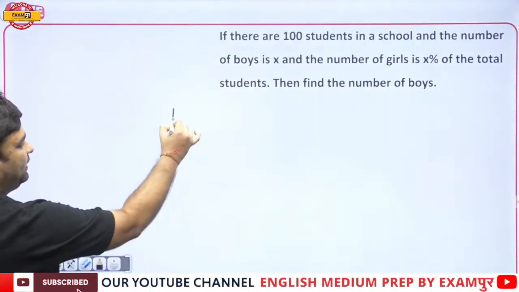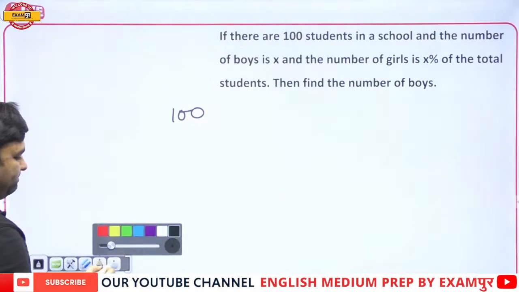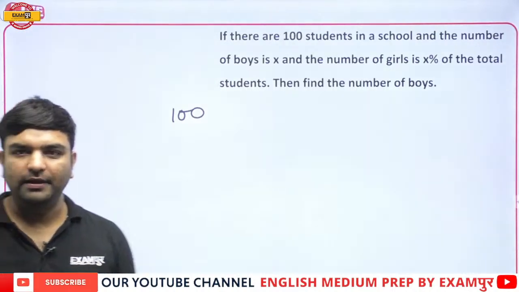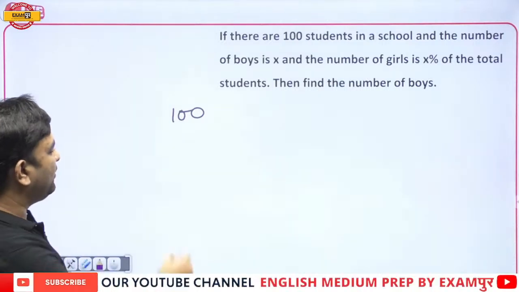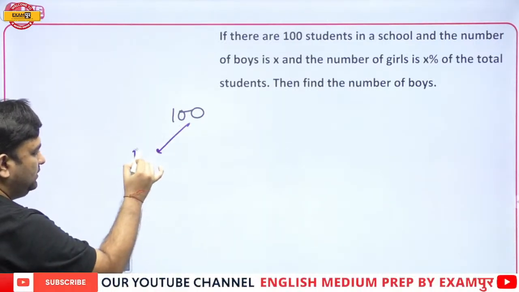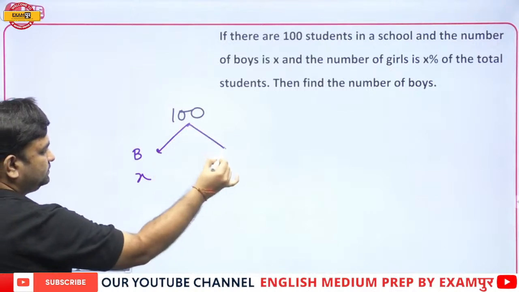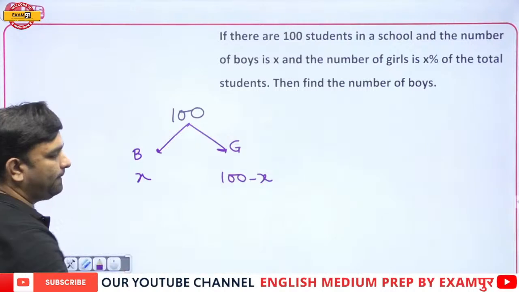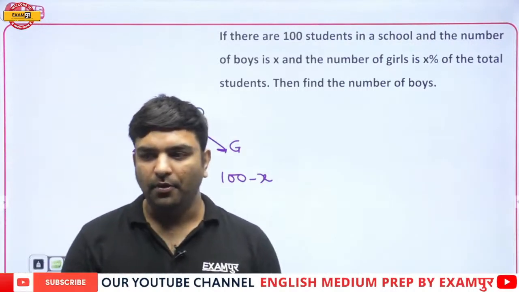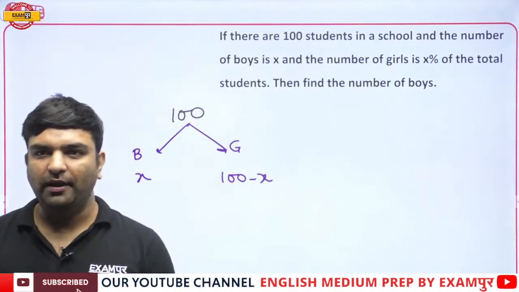In a school, there are 100 students. The number of boys is X. So girls would be 100 minus X.